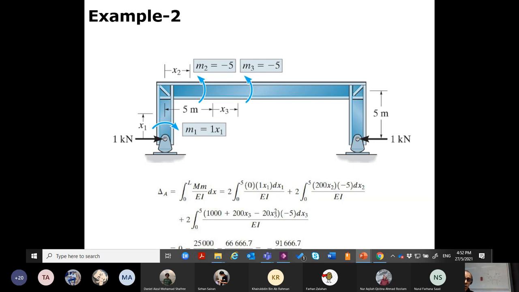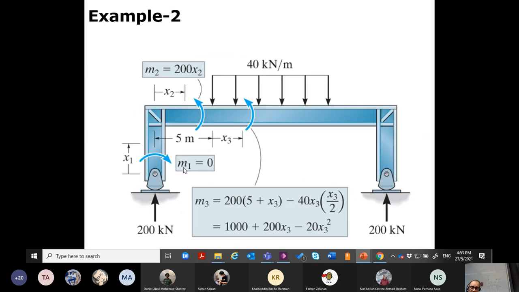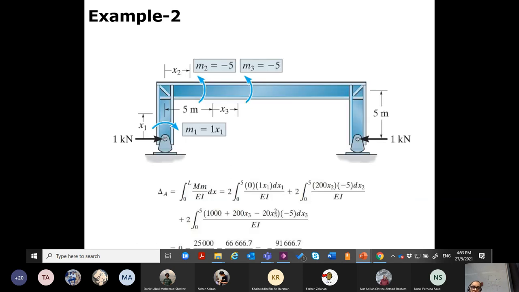The same equation we can apply on each member, right? So for beam and column, integral of M m upon EI from 0 to L. The beam length is 0 to 5, the first part of the beam, and the column is 0 to 5. If you look at the column moment in the primary structure, it is 0, so that's why this is 0. Then the beam, 0 to 5, from this portion.